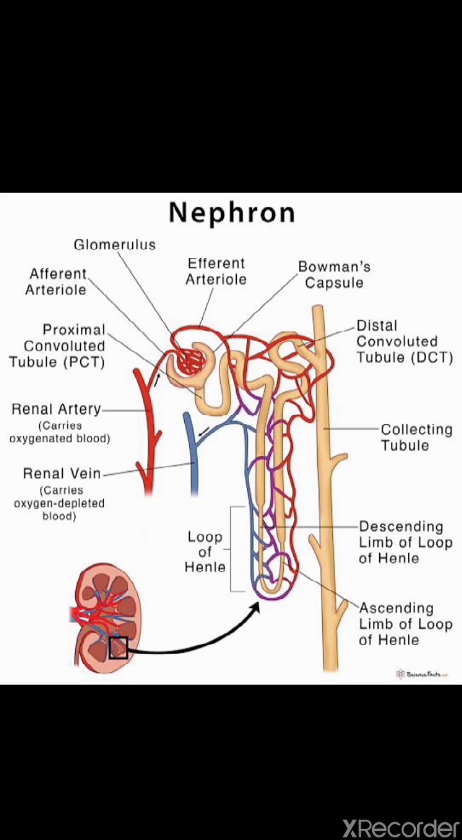Now, after loop of Henle, there is the next part, DCT, the full form of DCT is distal convoluted tubule. It is the second coiled and twisted tubule that continues from the ascending limb of loop of Henle. So, DCT is continuous from the ascending limb of loop of Henle. It is located in the renal cortex and is relatively shorter in length. Clear? It is lined by cuboidal epithelium.